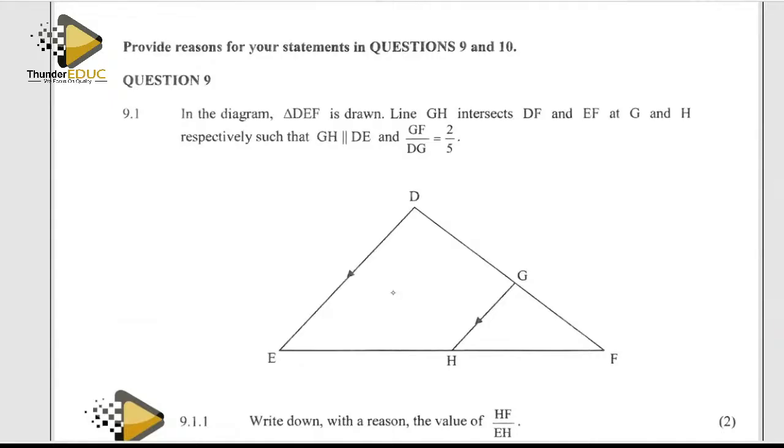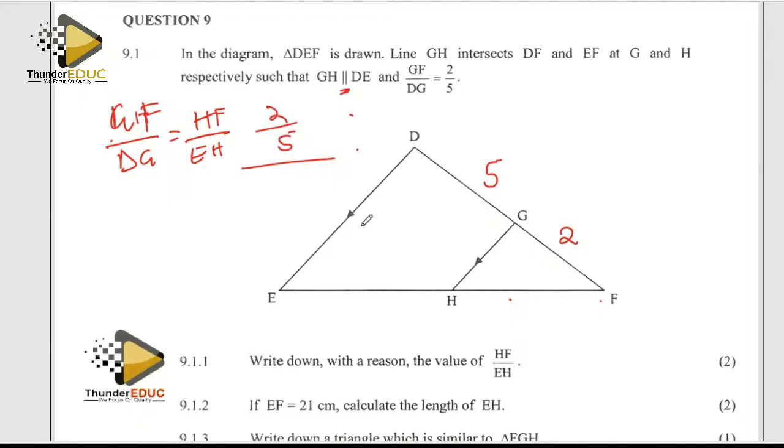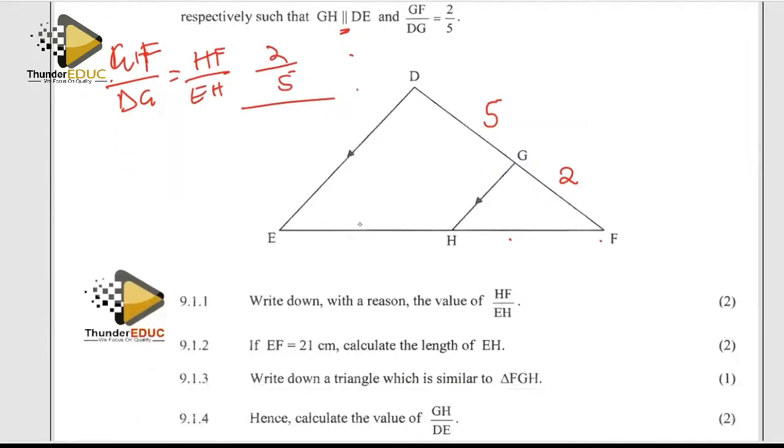We move on. So in the diagram, DEF is drawn, line GH is parallel and intersects that, and so on. They are parallel, perfect. DG is 2 to 5. Then they want us to write down the ratio with reasons of HF to EF. So we know that GF over DG must be the same as HF over EH, proportionality theorem. So that's also going to be the same as 2 over 5. Proportionality theorem, because these lines are parallel.